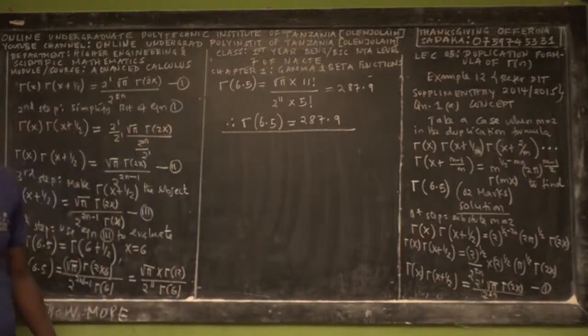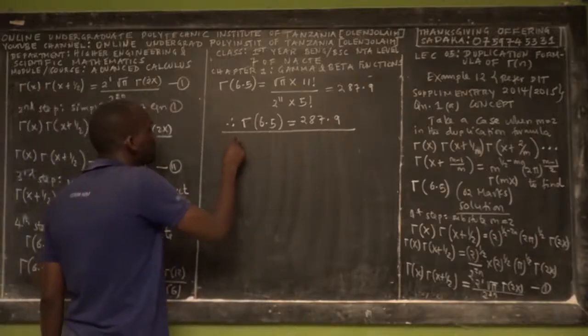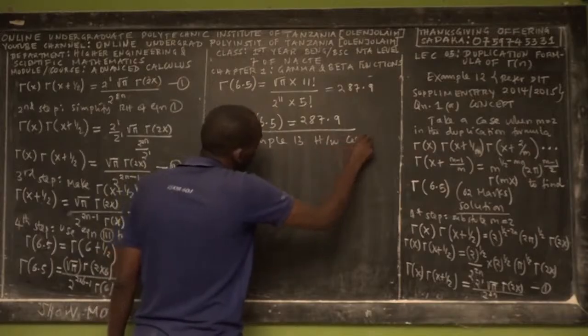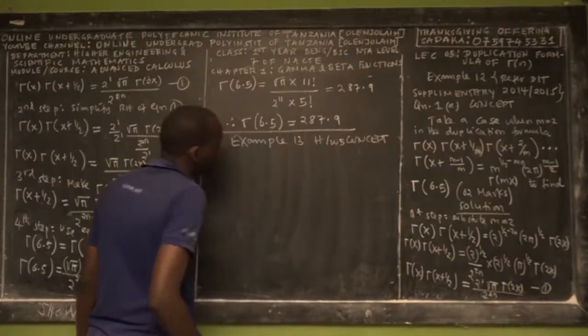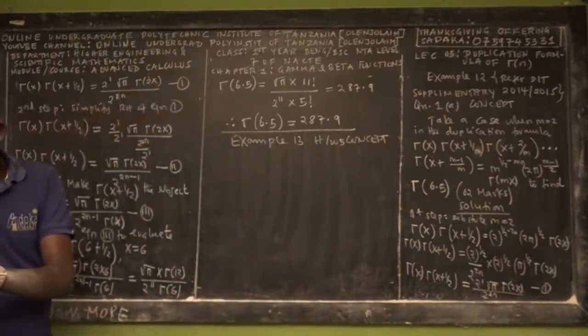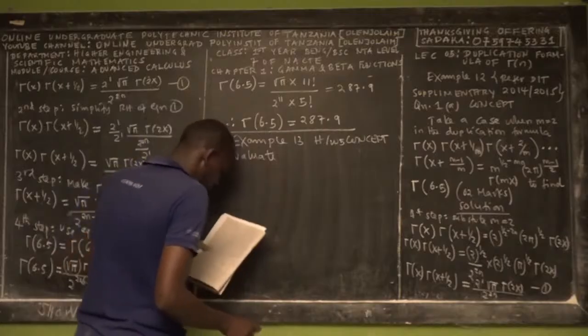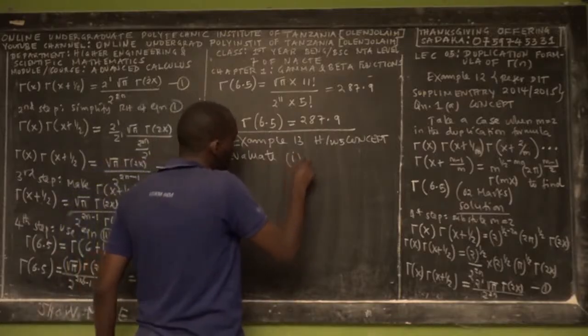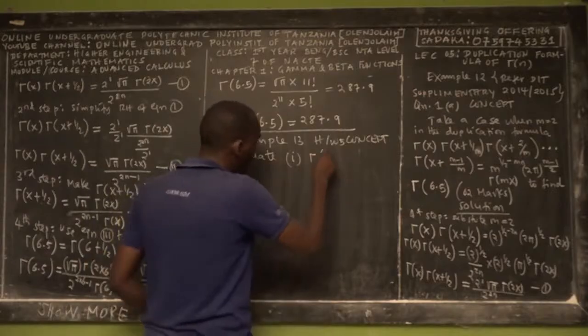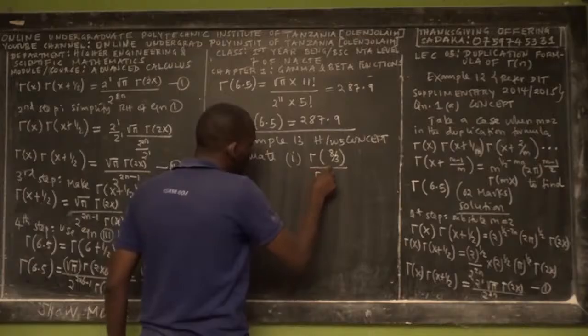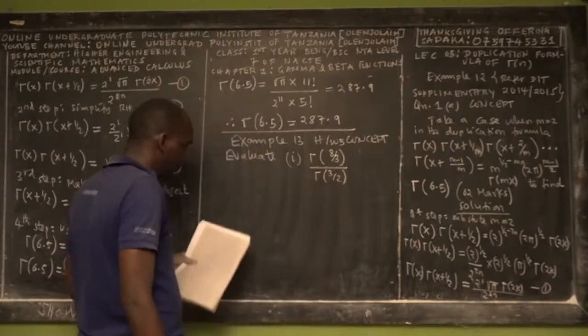Again, we have another conceptual question. This will be example 13. It's homework, also it is concept. So this is homework 5. Evaluate. So I will do one part and we'll do the remaining part. Evaluate Roman 1: gamma of 8 over 3. Today the denominator of the fractions is not 2. Over gamma of 3 over 2.